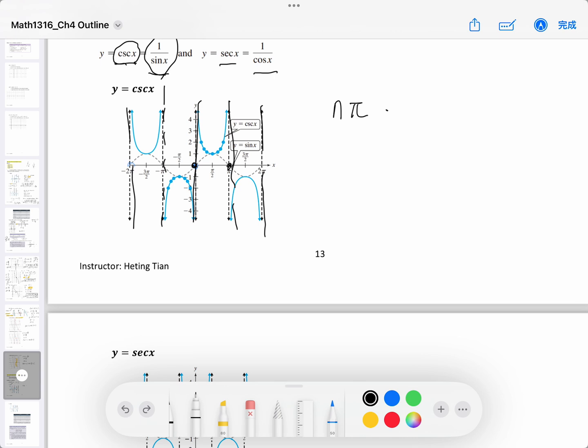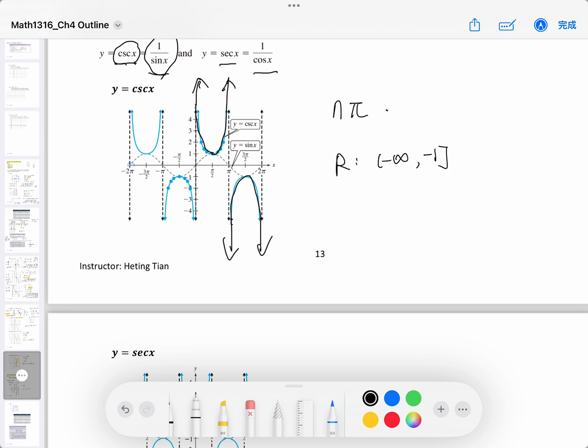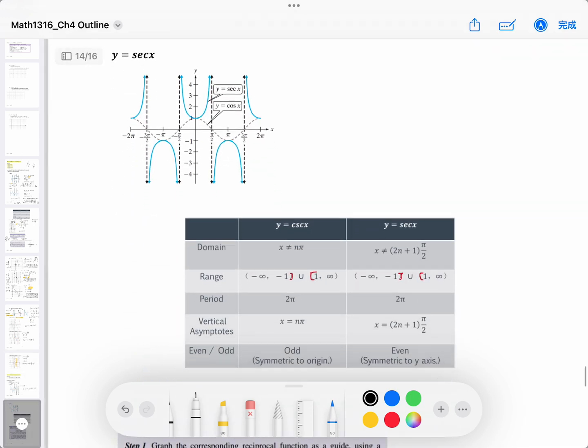And how about the range? From the graph, you can tell that the range means all the y values. We have y values from y equal to 1 all the way up, and from y equal to -1 all the way down. So the range of the function is from -infinity to -1 bracket, union 1 to infinity. For the domain, x is not equal to n pi, and the vertical asymptotes are x equal to n pi. And this image is secant.